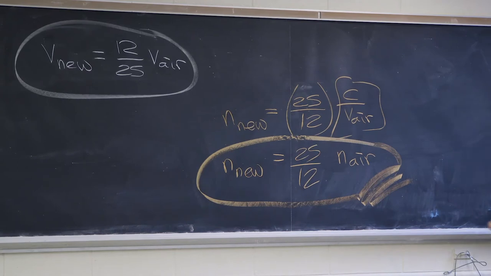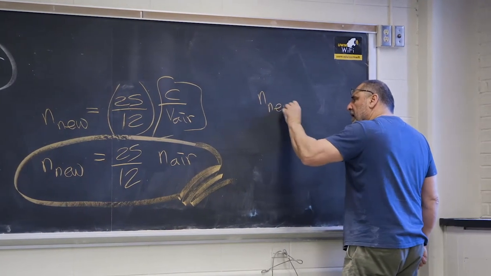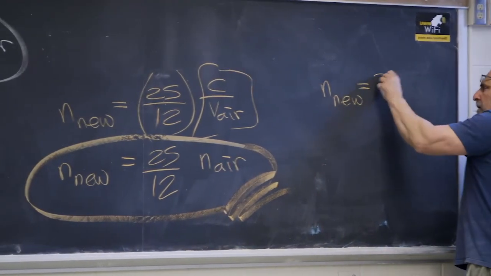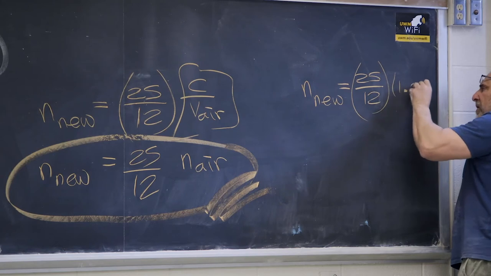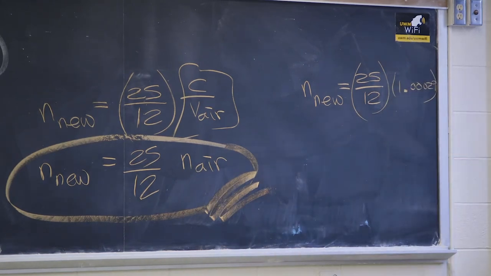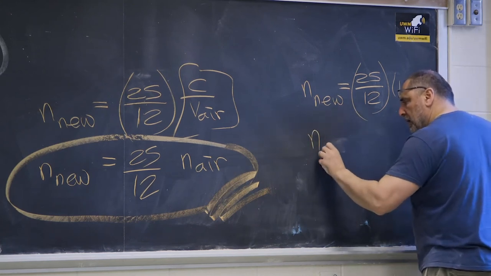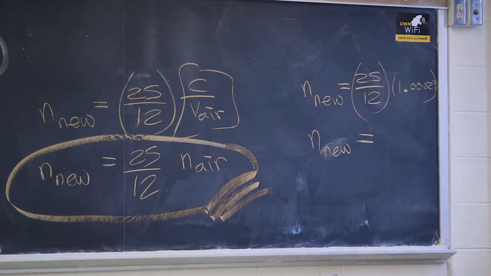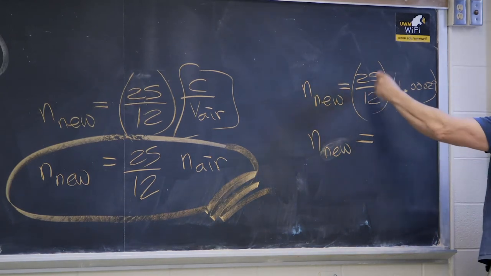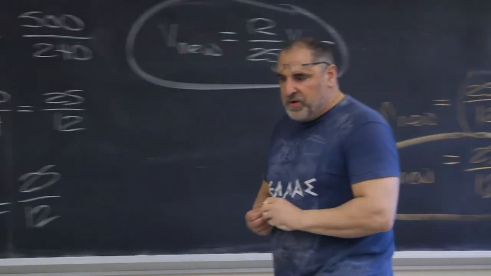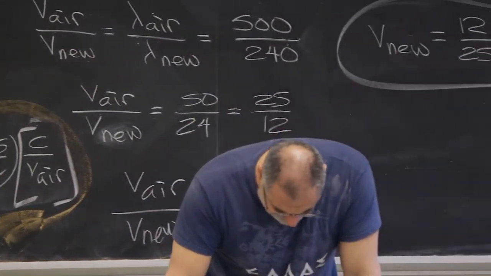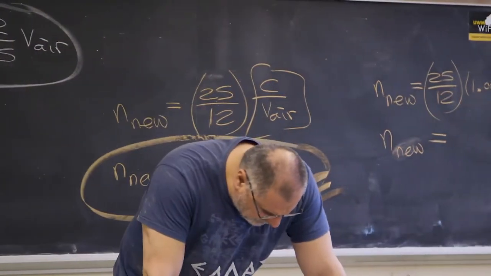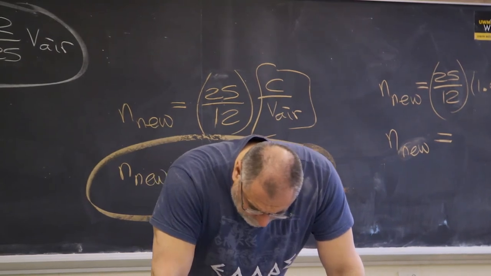That'll solve it. The rest is math. It's a great problem. 25 over 12, that's 2 point something, times 1.00029. So we look at this, 2 point something times this, it's going to be a pretty big index of refraction when we do it. It's going to be two point something. Pretty big index of refraction. I don't see them too often like that, but 2.084, somewhere in that ballpark.